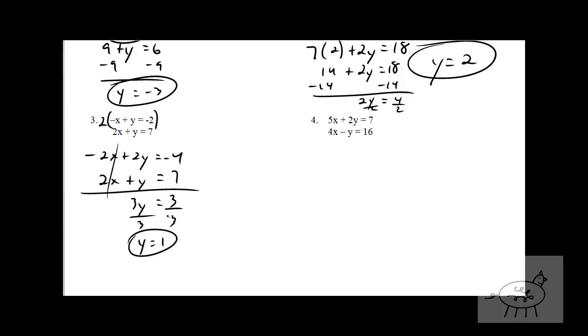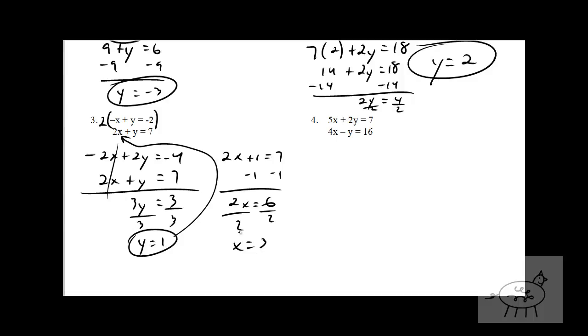Okay, and then again, plug it into whatever you want. I'm going to plug it into the second equation because less negatives. Again, you get the same value no matter what, but it's 2x plus 1 equals 7. Subtract 1, 2x equals 6, divided by 2, x equals 3. Okay, pretty easy.